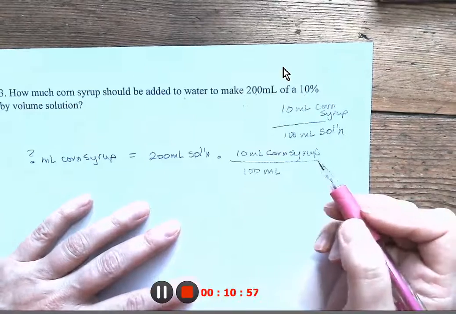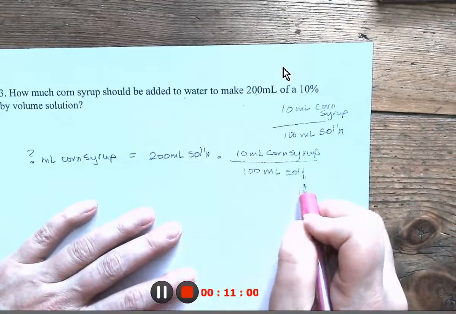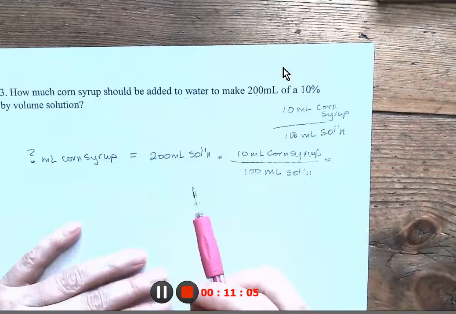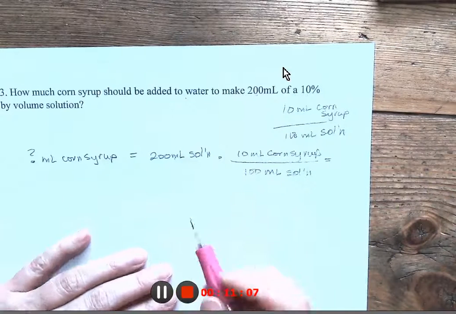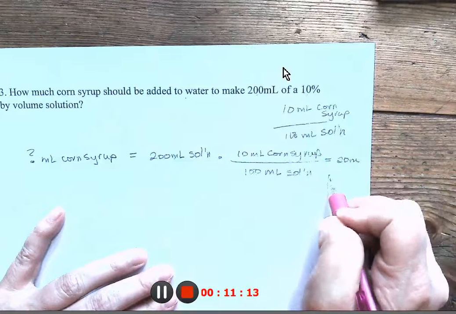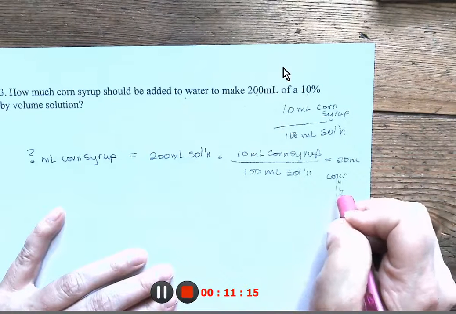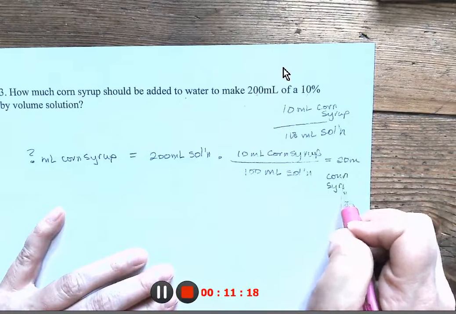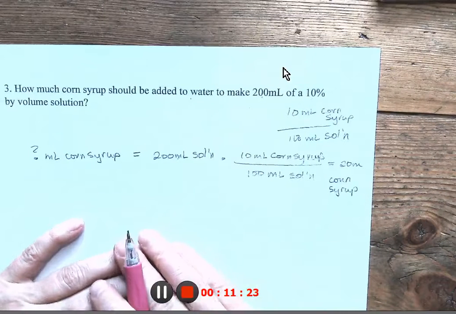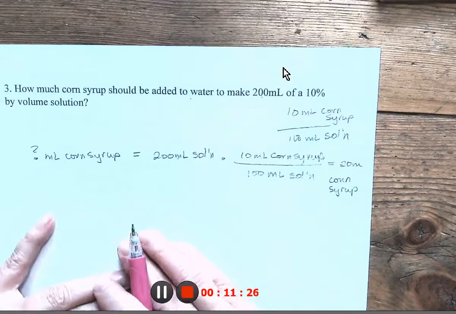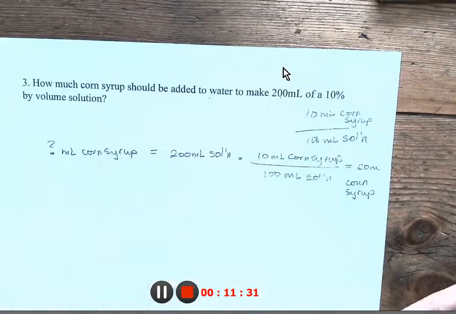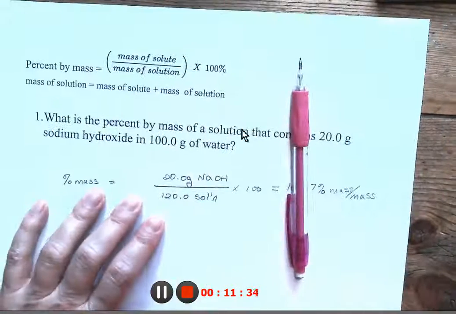You can also set it up as a proportion. If you recognize that these can be solved as proportions, go right ahead. So we have 200 times 10 divided by 100, and we find that 20 milliliters of corn syrup is needed. But these can all be solved as proportions even if you wanted to. Hopefully this helps. Bye!